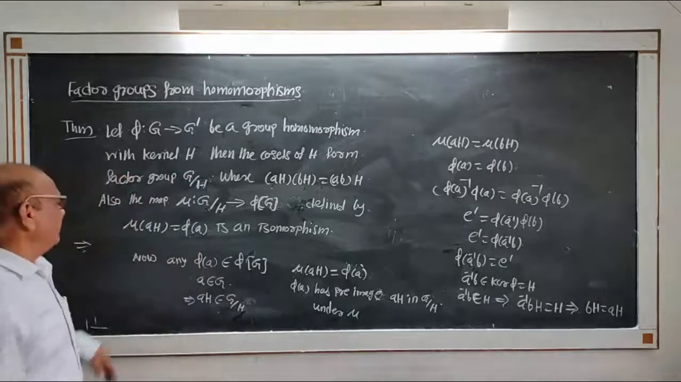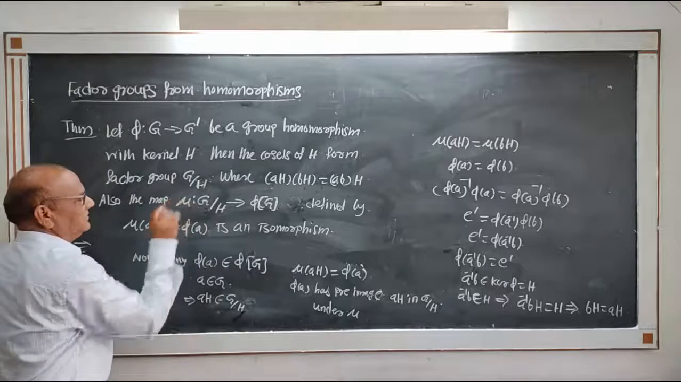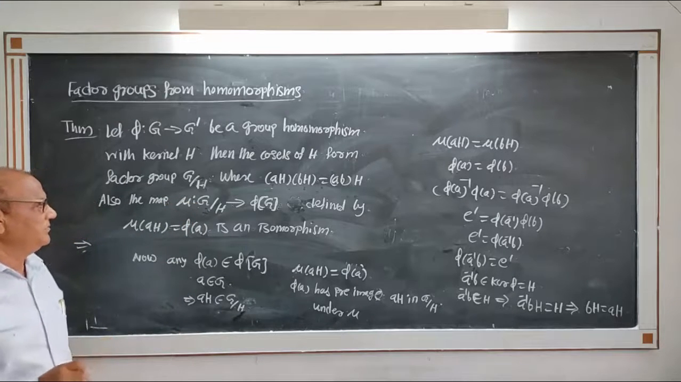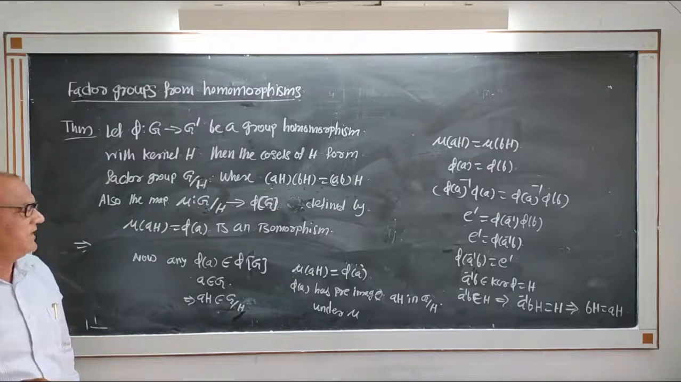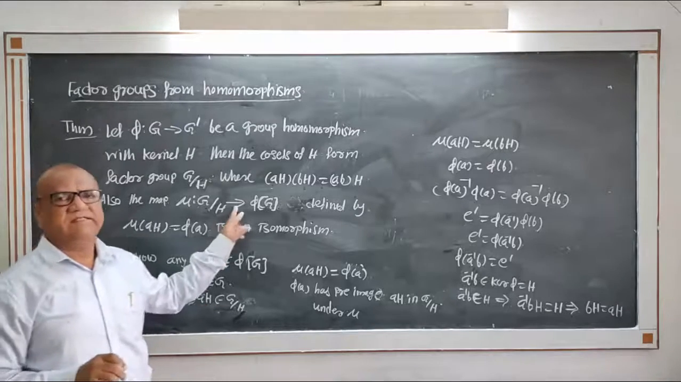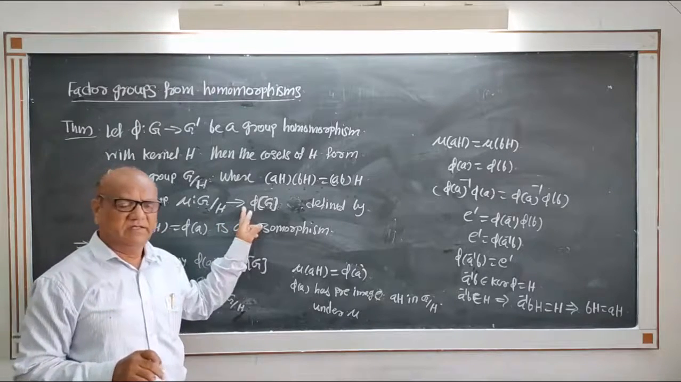So this map mu from G by H to phi of G is an isomorphism.